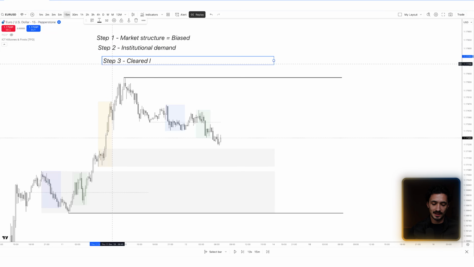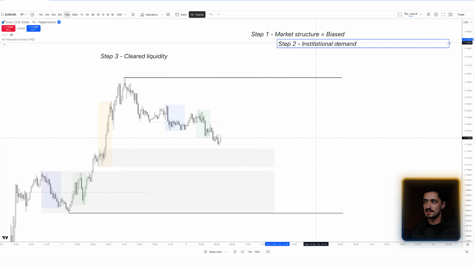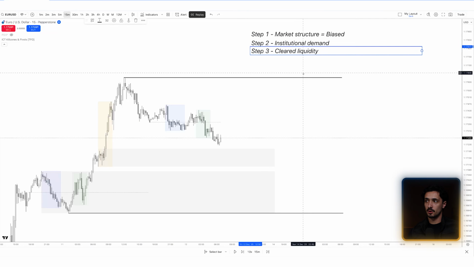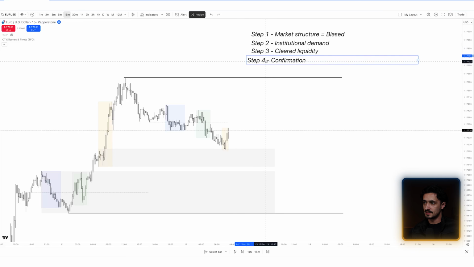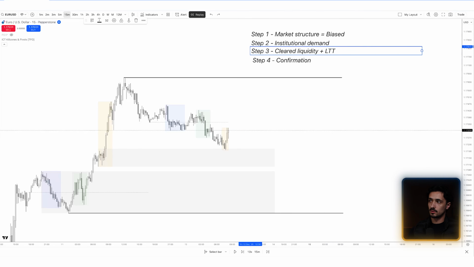Step three, cleared liquidity. I want to make sure that before I'm taking a trade, that liquidity has been cleared. Because if I have not cleared the liquidity, I am going to be a part of the liquidity. It's plain and simple. If you're trying to buy too early before this London low gets taken, you are part of the liquidity. And so I wait for the liquidity to get cleared. My step four is confirmation. I'm bullish. I've cleared the liquidity. Now I need to wait for the confirmation. What I didn't add on here, in step three, is not just cleared liquidity, but also liquidity to target.